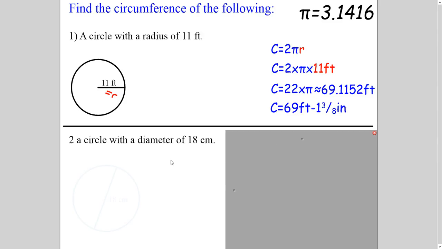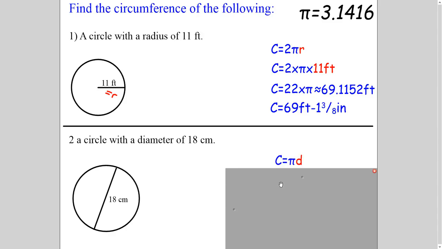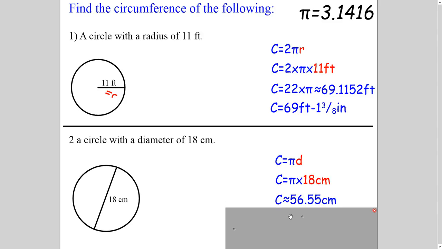Metric's a lot easier. Find the circumference of a circle with a diameter of 18 centimeters. So we can just use pi d, and that's really easy. Just pi times diameter. You don't have to do anything else. 56.55 is the approximate circumference of that circle.